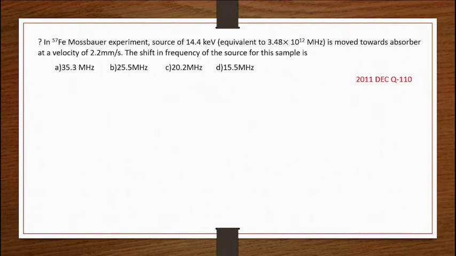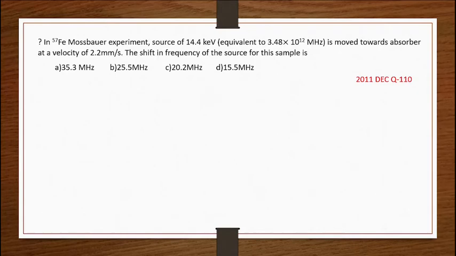The next question is, in a Mossbauer experiment, the source of 14.4 kilo electron volt is moved towards the observer at a velocity of 2.2 millimeter per second. The shifting frequency of the source for the sample is, this is a December 2011 question, and there I have given the four options, and it is given in megahertz.